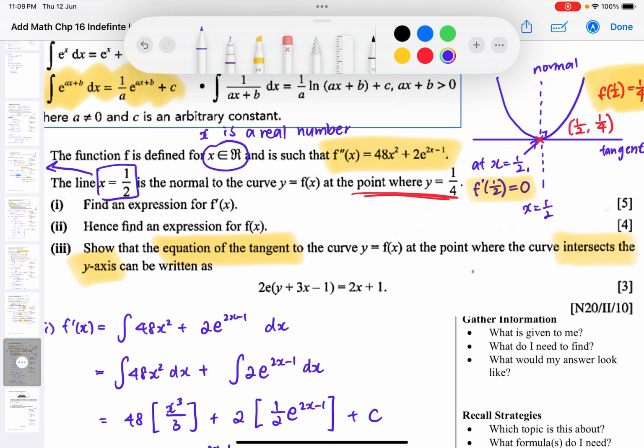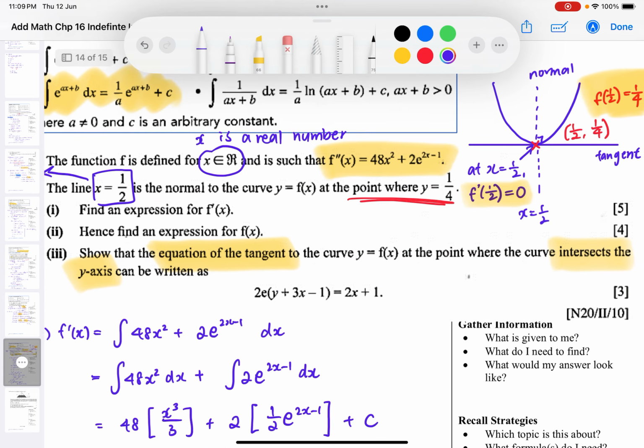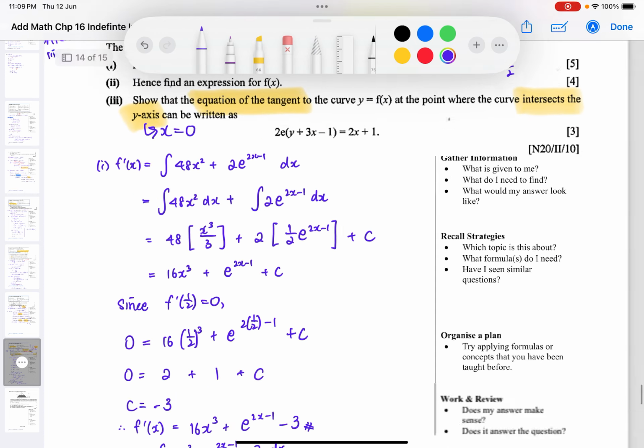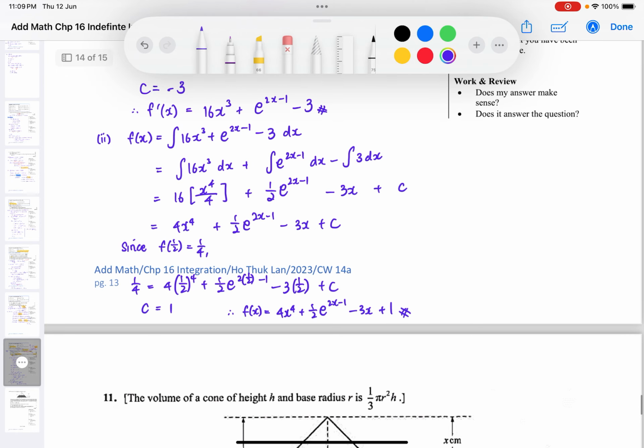Correct? So at the point where the curve intersects the y-axis, this means that you already have the y-intercept as long as you sub in x equals to 0. Intersects the y-axis means that x equals to 0. So that's what we'll do first. We will find the point where the curve intersects the y-axis.